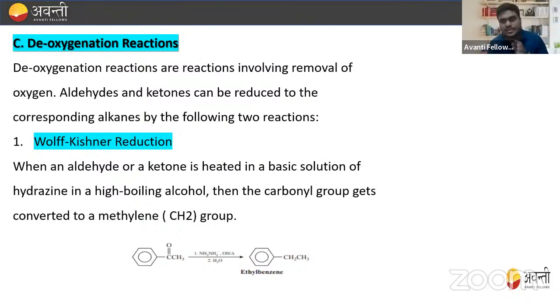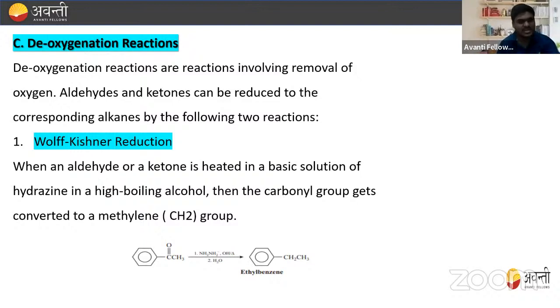Now we are going to study a different type of reaction, the C type. We already studied the nucleophilic addition reaction, and later we studied the condensation, right? That is the nucleophilic condensation or elimination reaction. Now, the C type of reaction is called the deoxygenation reaction. Deoxygenation reactions are reactions involving the removal of oxygen. Like aldehydes and ketones can be reduced to the corresponding alkanes by the following two reactions, right? So, this is the method in which you reduce aldehyde and ketone into alkane. As the name suggests, deoxygenation reaction.